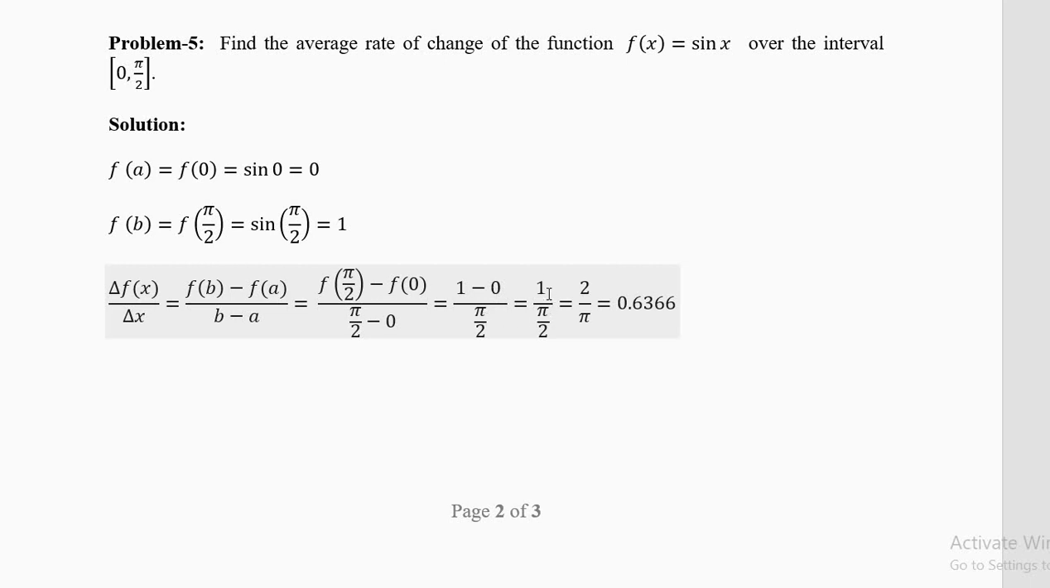1 minus 0 is 1. Pi by 2 is pi by 2. Now this 2 will go up, and pi will come down. Those of you who cannot do 2 by pi can directly do 1 divided by pi by 2 in your calculators. You will get 0.6366. You can stop at 2 by pi, or you can do this. Both are fine.